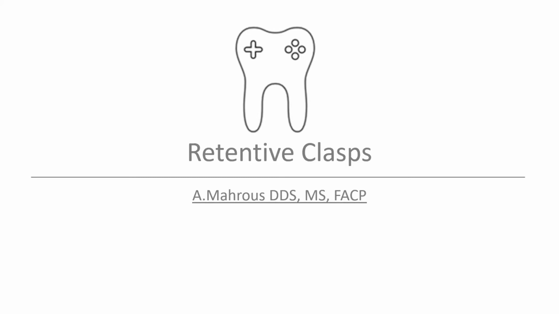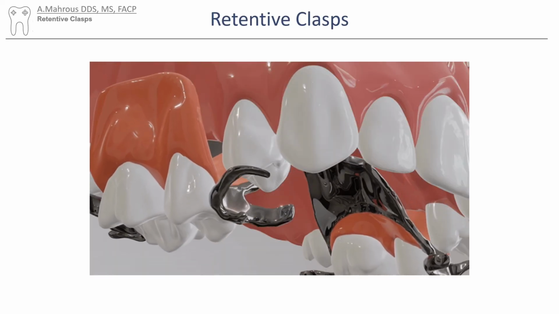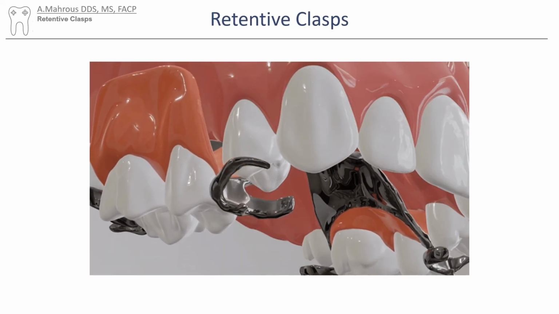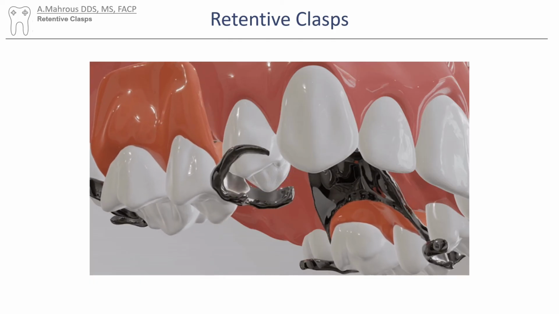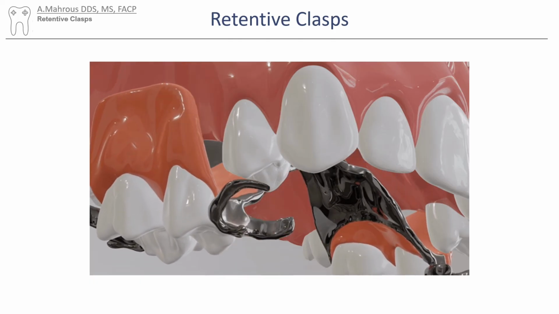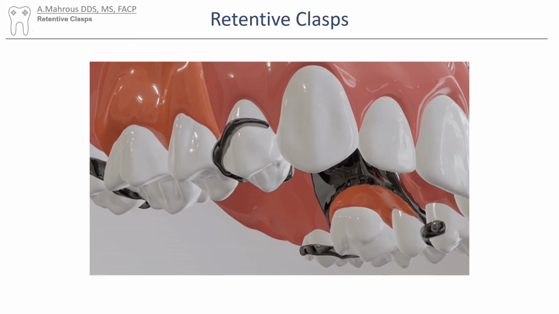In this video, we'll be talking about retentive clasps. The retentive clasps do the important job of keeping the RPD in place while it's in function. They do that by engaging retentive undercuts on the tooth surface.